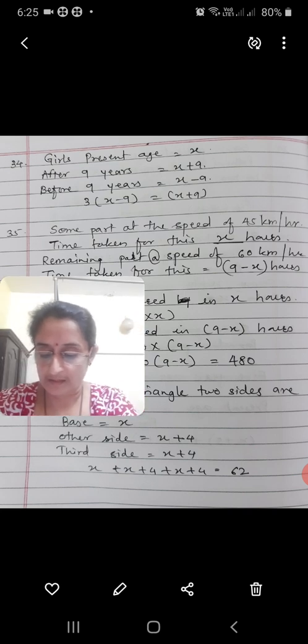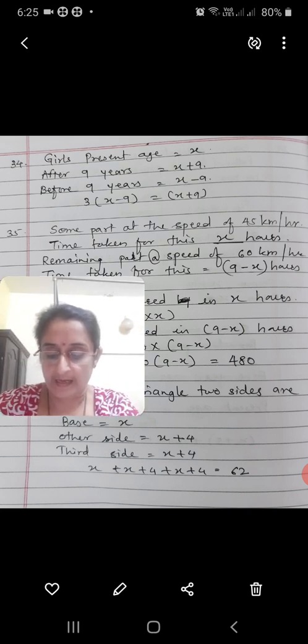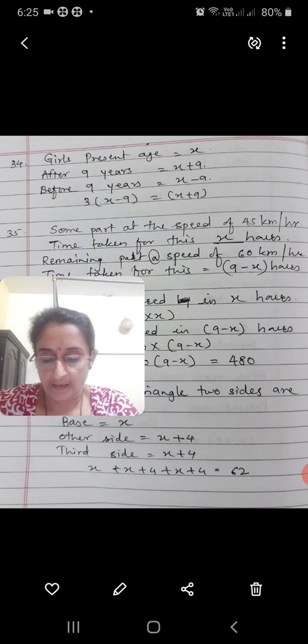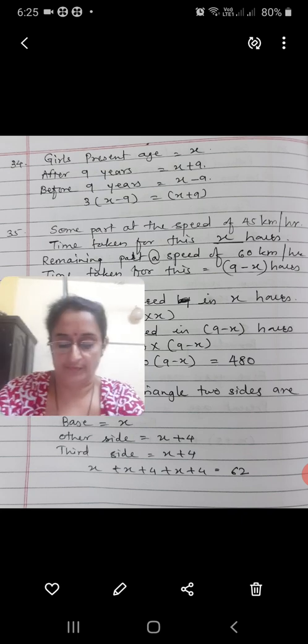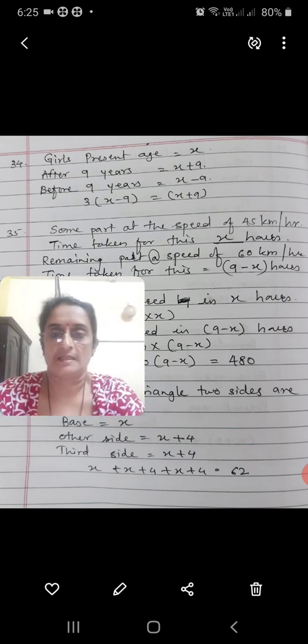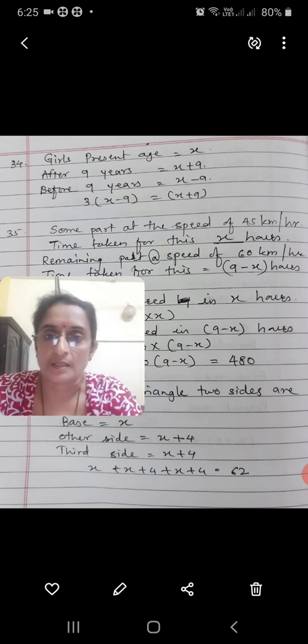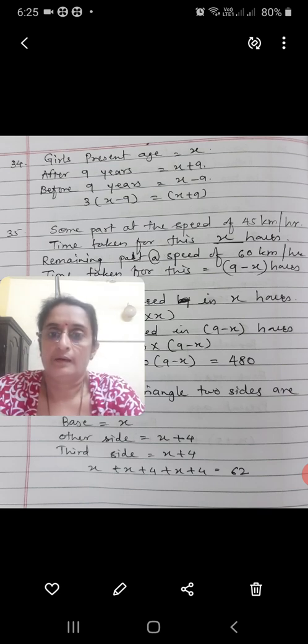The question is, 9 years hence a girl will be 3 times as old as she was 9 years ago. Fine. How old is she now? The question is, 5 years hence a girl will be 3 times of her age of 9 years ago.